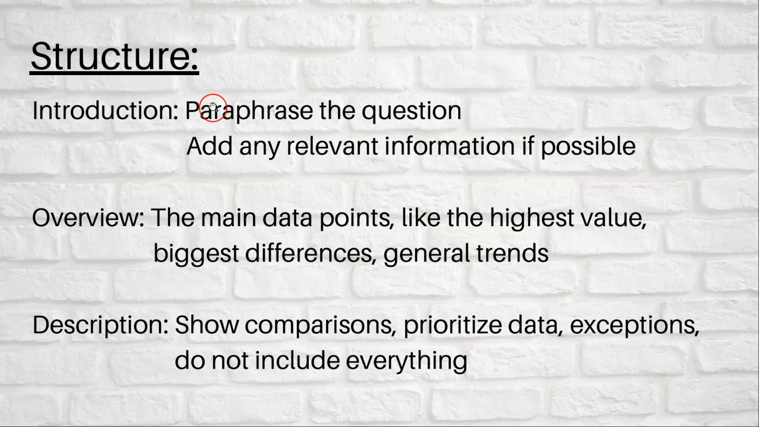So the first thing that you are required to do in both task 1 and task 2 is to paraphrase the question. Then add any relevant information if possible. So if you see any relevant information in the question or in the data that is general and that could be included in the introduction, like the number of countries that are being compared, what are the countries that are being compared, if there are 5 or less than 5 countries or states or cities or anything that are being compared, you could write their names as well.